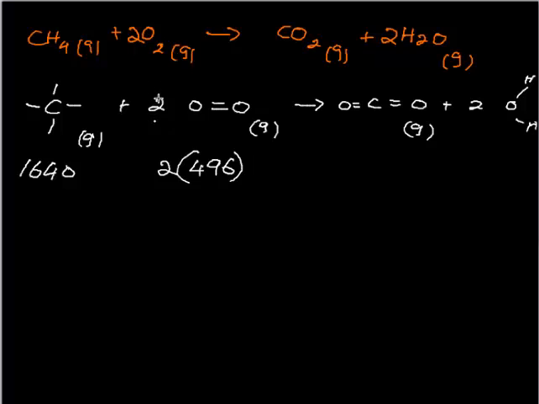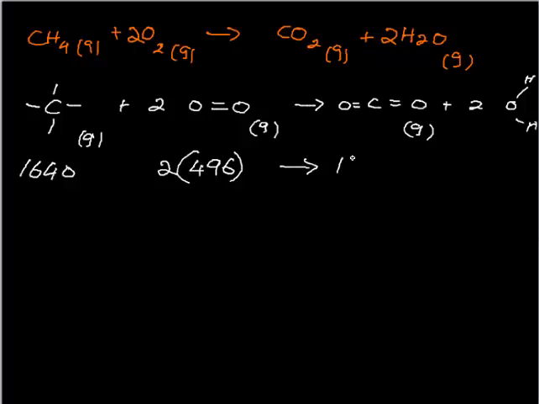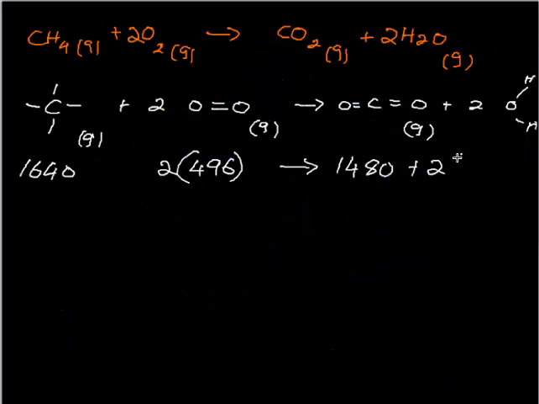So you can see the importance of balancing that equation. If you don't balance the equation, this number 2 will not appear there. And for the products, we have 1 mole of carbon dioxide, which is 1480. And we are producing 2 moles of water, and the potential energy locked inside water is 920. So that is 2 times 920 kilojoules of energy.